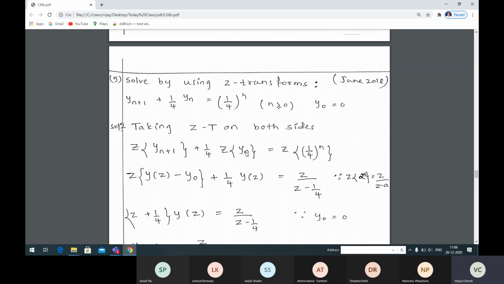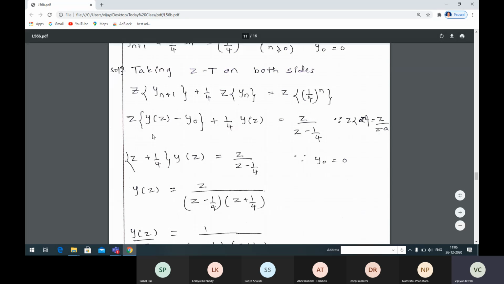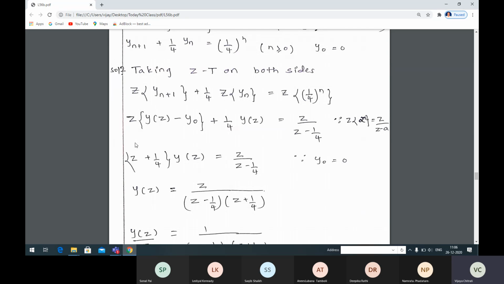Z transform of y suffix n is y of z. This is equal to z transform of a raised to n, which is z divided by z minus a. In place of a, we have 1 by 4, so z divided by z minus 1 by 4. Now y naught is 0, and take y of z as a common factor. So we'll get z plus 1 by 4. Y of z is equal to z divided by z minus 1 by 4.